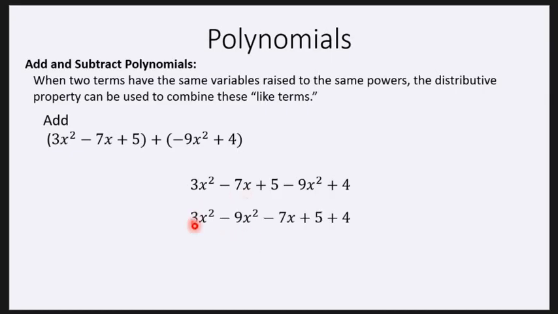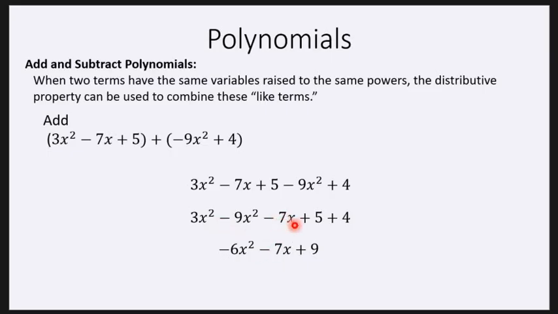So I'm going to put the 3x squared with the 9x squared because those are like terms. I'm going to put the 5 with the 4 because those are like terms. And negative 7x doesn't have any like terms. So these two can be combined. They both have the variable x squared. So that means that all I have to do is subtract these coefficients. 3 minus 9 is negative 6. And likewise, 5 plus 4 we know is 9. So we get negative 6x squared from combining these two like terms.